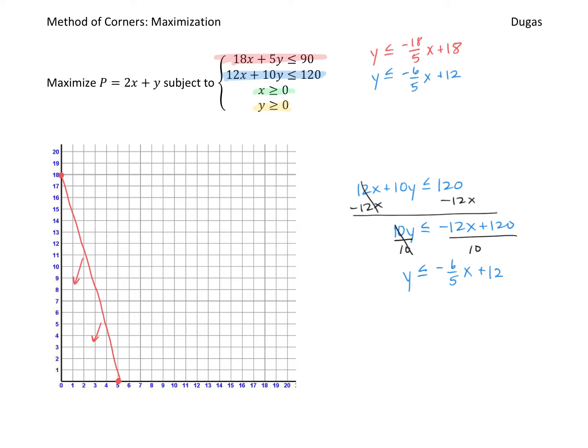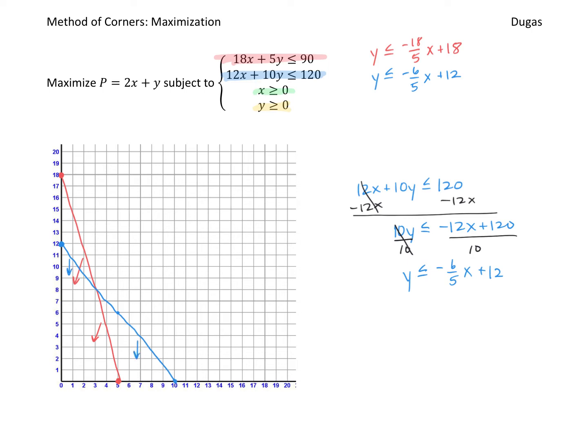To graph this one, I can see that my y-intercept is 12, and my slope is negative 6/5. So I would go down 6, right 5, and then down 6, right 5, and connect those. Since it's or equal to, it will be a solid line. And since it's a less than, it will be everything below that blue line.